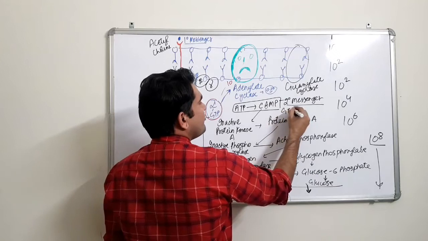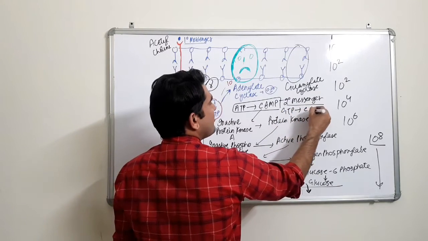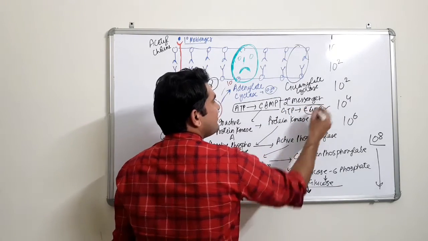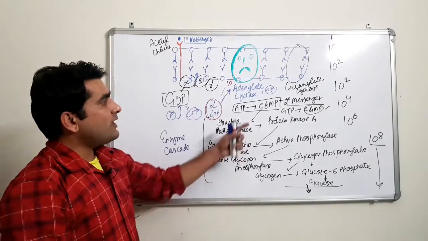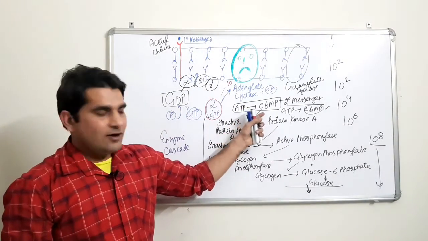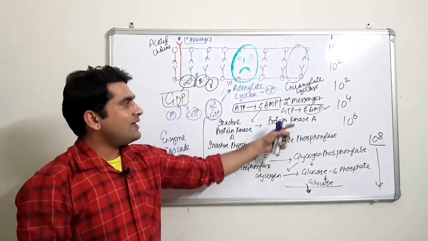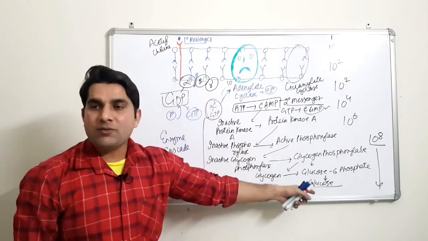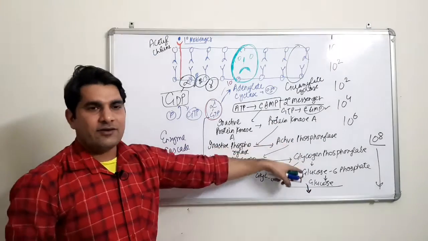GTP, and GTP would be converted into cyclic GMP. Now the secondary messenger is cyclic GMP. So if cyclic AMP is produced, a type of effect is produced, and if cyclic GMP is produced, another type of effect would be produced. All the enzymes would be inactivated.